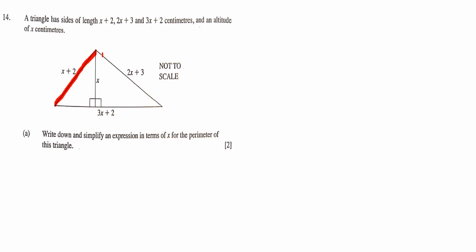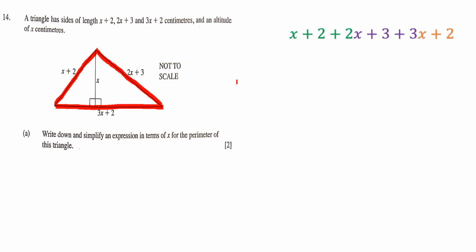So we want to write down an expression for the perimeter. We know this distance is x plus 2, so that's x plus 2 plus what? This distance as well, plus 2x plus 3. And we cover this distance as well, plus 3x plus 2. We have to add all of them together, because that's what we do for perimeter. Again, it's x plus 2 plus 2x plus 3 plus 3x plus 2.